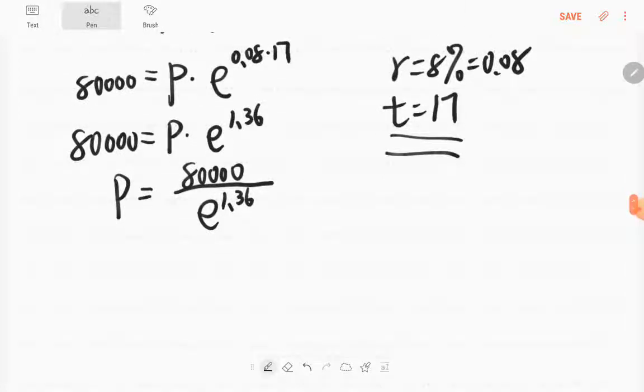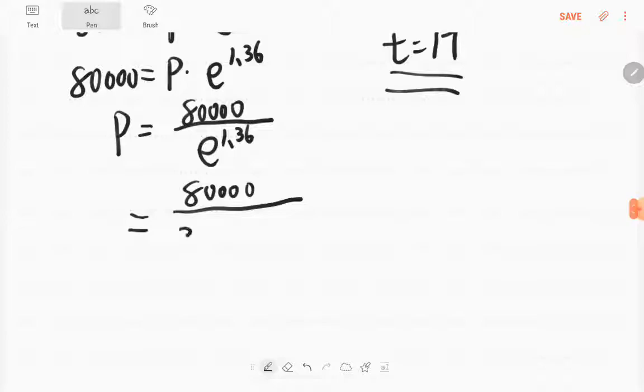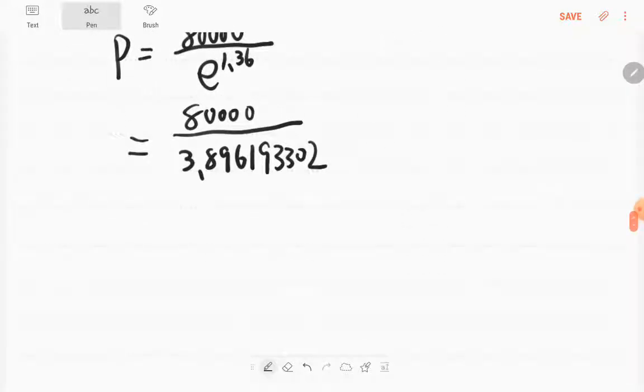So we do the calculation for the e to the 1.36 using a calculator. It would be 3.8961933302. So you see, I keep as many decimals as possible in my calculator. Okay, so if you do the divisions, this would be 2053.68216.